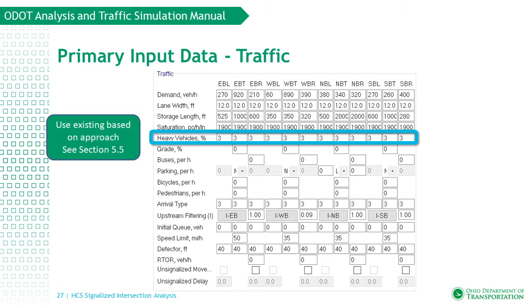The heavy vehicle percentage should be entered based on calculated values from the existing traffic counts. Heavy vehicle percentages should be entered by approach, not individual movement. For more information, see section 5.5 in the OATS manual.